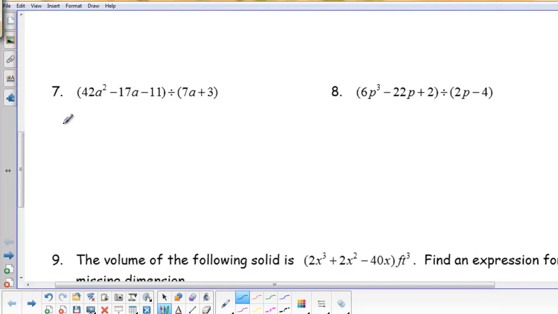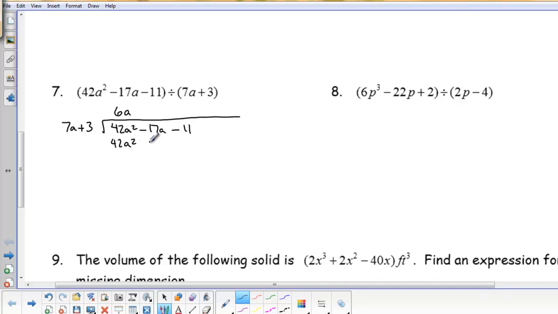Number 7. 7a plus 3, 42a squared minus 17a minus 11. Quick check of your degrees. Make sure they're all there. What number times 7a equals 42a squared? That's a 6a. Multiply that through every number in your binomial.